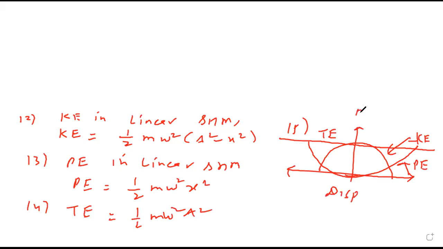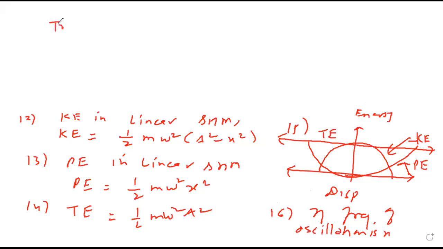Okay. So if frequency of oscillation is n, then frequency of kinetic energy, potential energy is 2 times n. Copy this again.